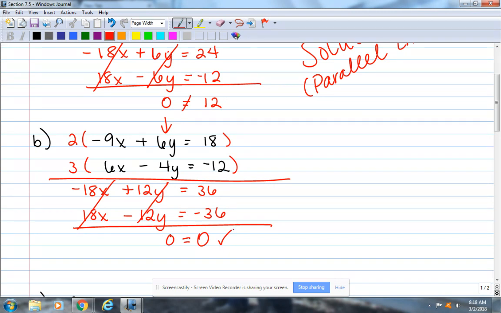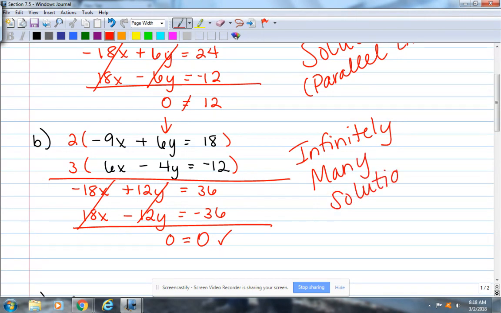Well, since we're looking for solutions, I'm going to say infinitely many solutions. Say that again. Exactly. So if they have infinite, that means too many to count, right? An uncountable amount, right? It goes forever.